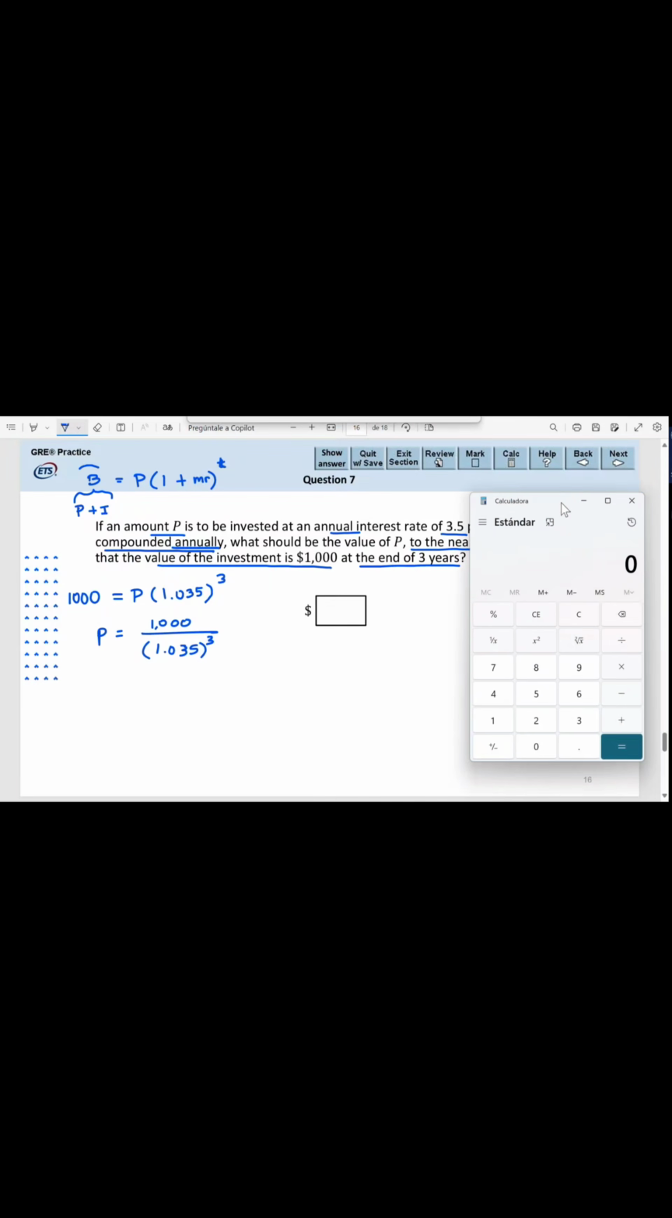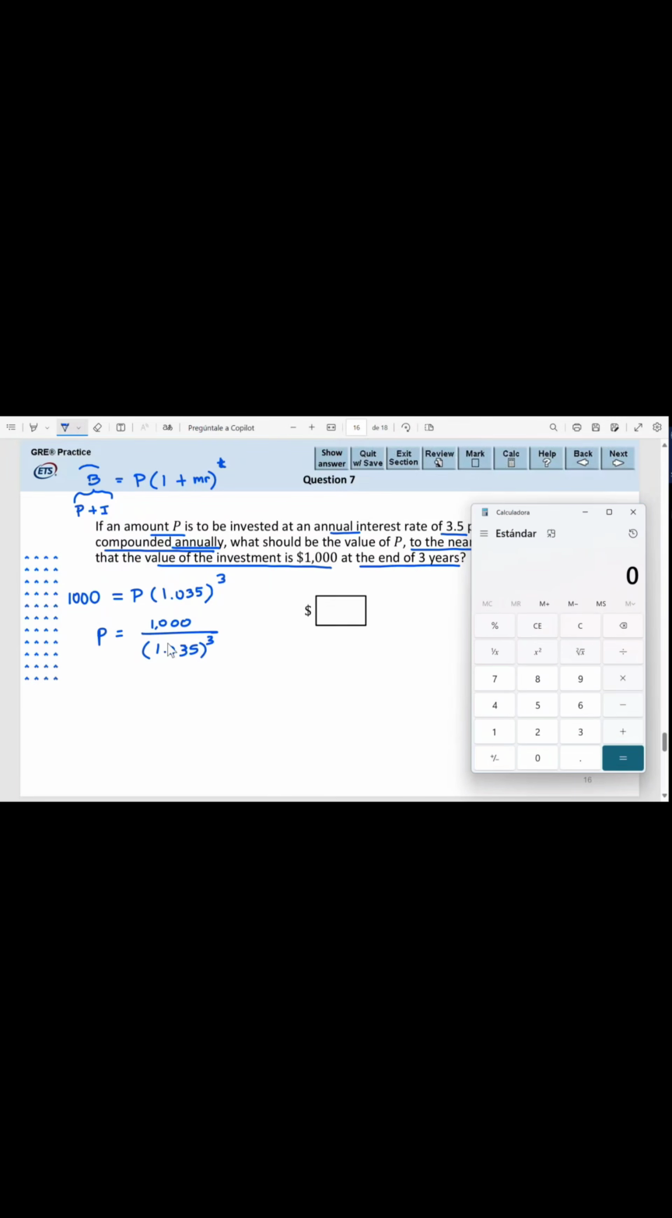So we have this interesting equation. So what we need to find is the value of P. So P is essentially 1,000 divided by 1.035 to the power 3. And we need to approximate this to the nearest tenth, that is to the first decimal digit. So let's do this together so that you can see how to figure it out.